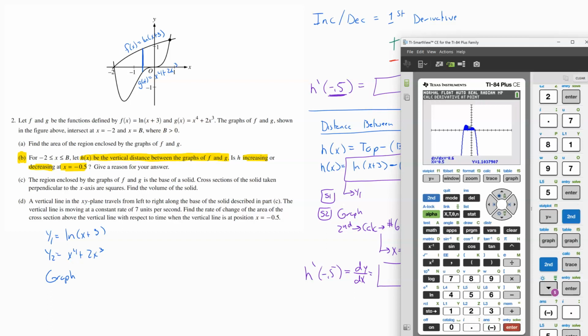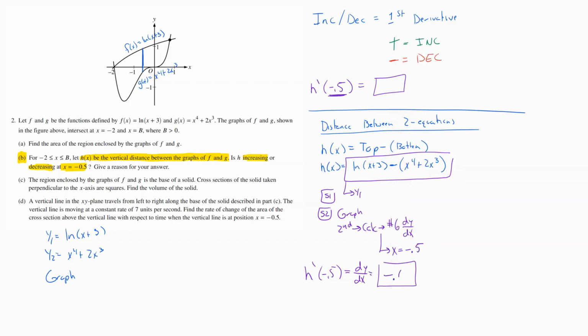We type that in, and at the bottom of the screen you'll see that it says dy dx equals negative 0.6. Here, we really didn't care about the number. We more care about the fact that this is negative. It is negative 0.6, and because it's negative, that tells us that it is decreasing at that x value. So it's decreasing at x equals negative 0.5.